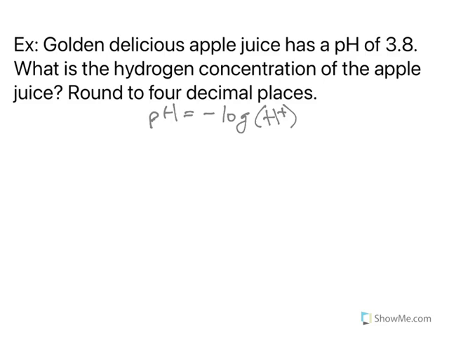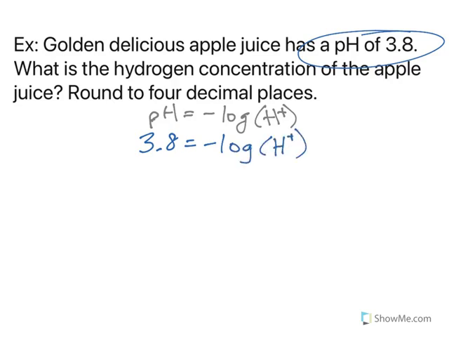Let's deal with pH. Golden Delicious apple juice has a pH of 3.8, in case you didn't know. What is the hydrogen concentration of the apple juice? Round to 4 decimal places. Okay, so this is our formula. pH equals negative log of the hydrogen concentration. So the hydrogen concentration is the argument of the logarithm. Here we are given the pH of 3.8, so I just plug that in where I see pH. So I have negative log of the hydrogen concentration equals 3.8.